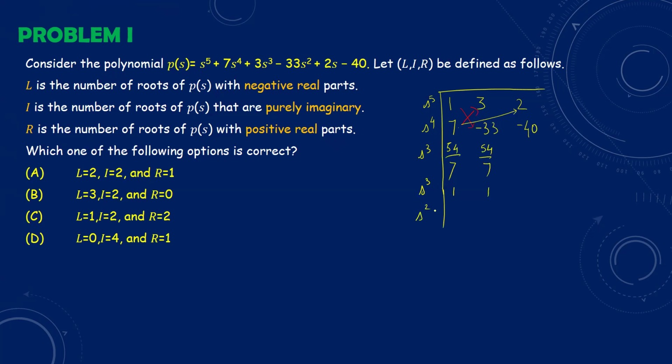And then to form the S square row elements, we have to take the S cube row elements and S power 4 row elements. So for the calculation, 1 into minus 33 minus 7, it will become minus 40. It will become minus 40 again. And then for the next calculation, 1 into minus 40 by 1, so minus 40 again. Okay, so this will be simplified as minus 1, minus 1.